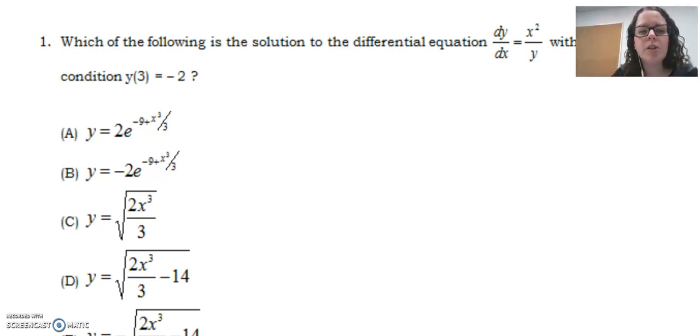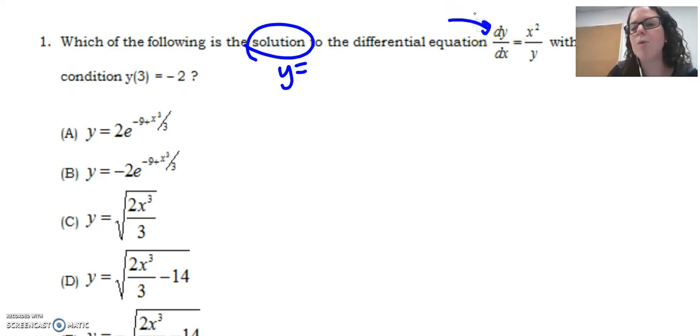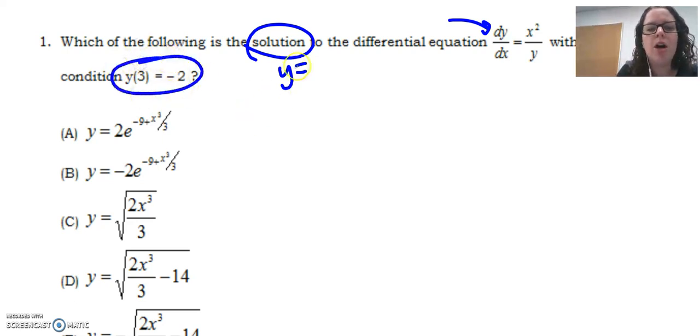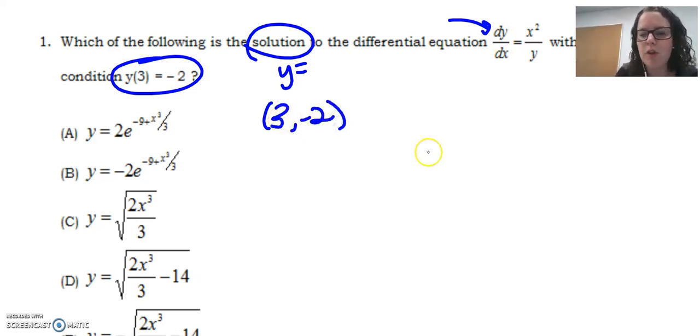So, to start, which of the following is the solution? We're looking for a curve y, where the differential equation, this means derivative, is equal to x squared over y, with the initial condition y of 3 equals negative 2. So we know that our function needs to go through the point (3, -2). To start, the first thing you want to do is separate your variables. So I'm going to multiply by y on the left and dx to get that to the right.